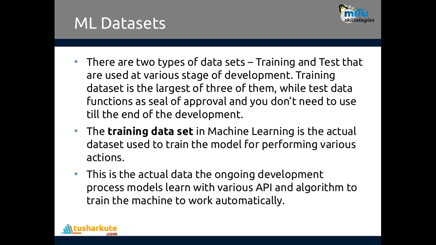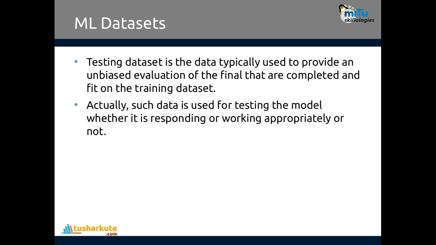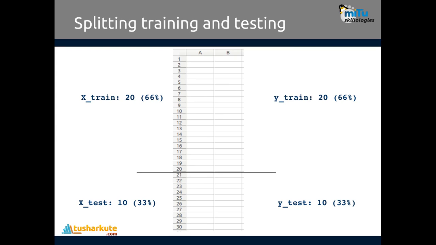While test data is sealed away and you don't need to use it till the end of the development. Remember, the training data set in machine learning is the actual data set used to train the model for performing various actions. This is the actual data in ongoing development. The model learns from various APIs and algorithms to train the machine to do work automatically. And testing data is typically used to provide an unbiased evaluation of the final model that is completed and fit on the training data set. Such data is used for testing whether the model is responding or working appropriately or not.